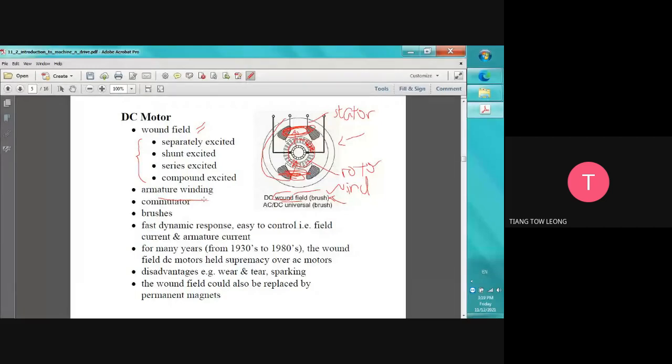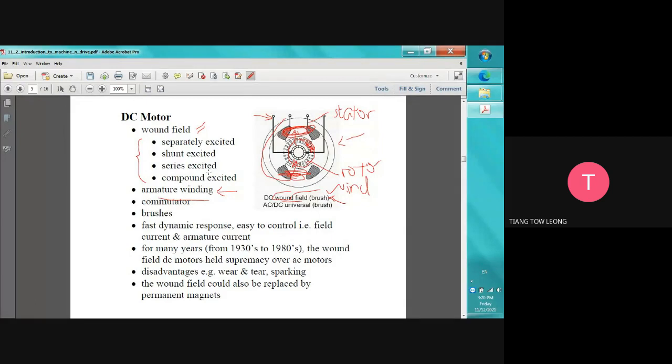So what is armature winding? Okay, we have a lot of windings. Sometimes we say, hey, doctor, what is the excitation winding? Doctor, what is the armature winding? So excitation winding is the one that excites and creates a field to interact with our stator. That one is called excitation. For example, in the DC motor, where is the armature winding? I think this is the excitation winding. This one is the excitation winding. Armature winding is the winding that we inject the current into so that the motor can run.